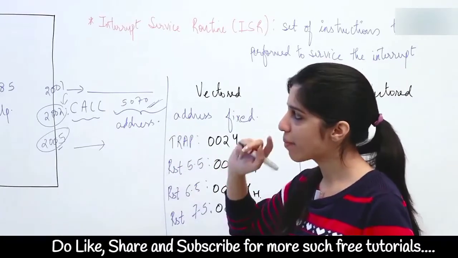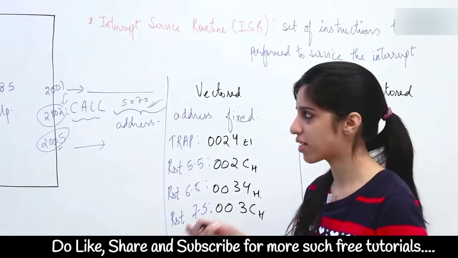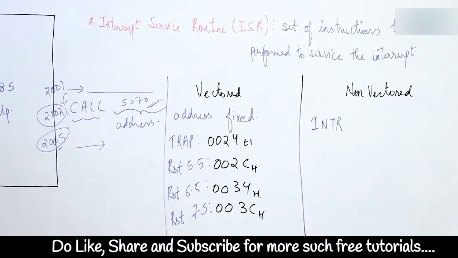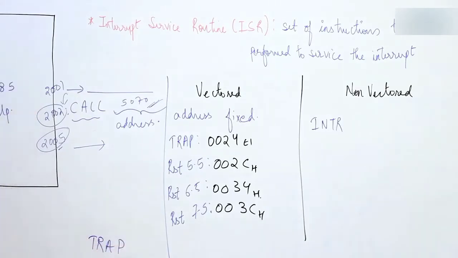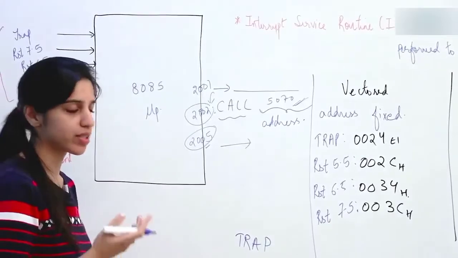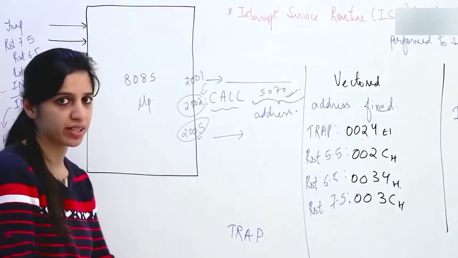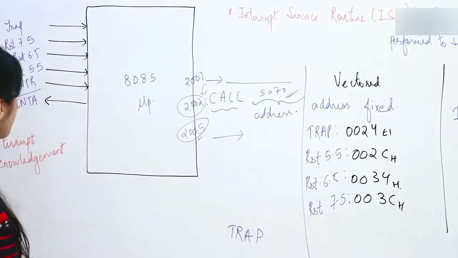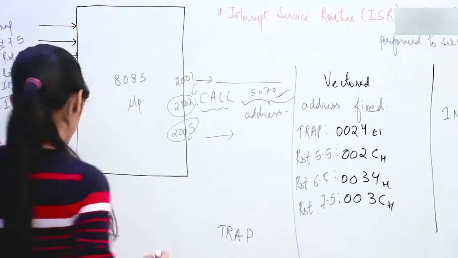That means if two or more interrupts are given simultaneously, which interrupt will be serviced first is already decided. The highest priority interrupt is TRAP. Generally TRAP is given only when there is a problem with the supply or the clock. If TRAP and, suppose, RST 5.5 come simultaneously, both made one, TRAP will be serviced first. First priority will be given to TRAP.